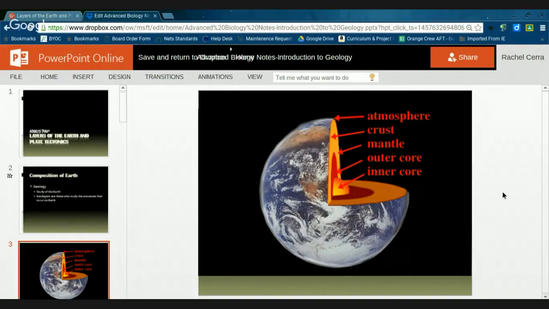Then we have the crust, which you can barely see. There's a darker line that goes around the outside. So the crust is right there, and then you have the mantle, which is this orange part. Then you have your outer core, which is this red portion, and then the inner core is that orangey ball right in the center. We're going to look at all of these minus the atmosphere. We're going to look more at the stuff inside of the earth, but that gives you a visual.